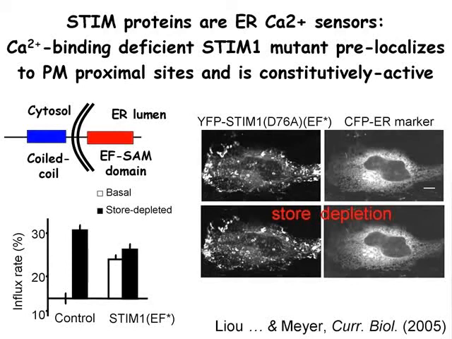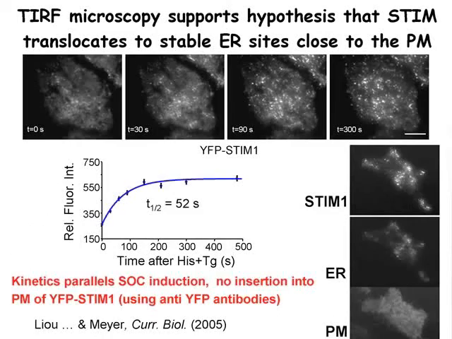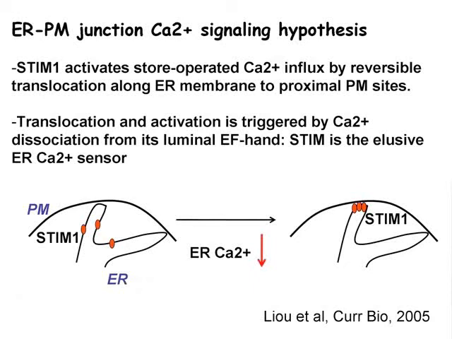Similarly, we could show that these junctions are very near the plasma membrane using, again, TIRF imaging, which showed that actually there are sites of ER very close to the plasma membrane. And these sites are the locations where STIM translocates to and from, arguing really there are predefined spots where the ER connects with the plasma membrane and STIM moves in and out in this configuration. And so this led to this junction hypothesis that STIM activates store-operated calcium influx by reversible translocation along ER membranes to proximal plasma membrane sites.